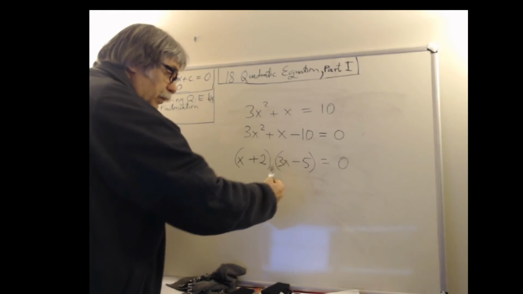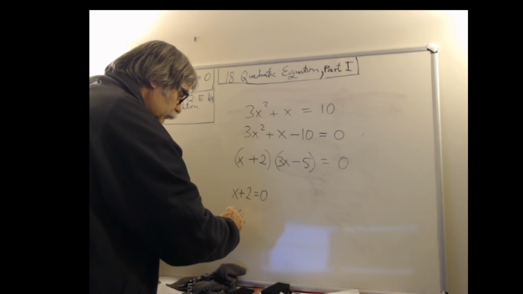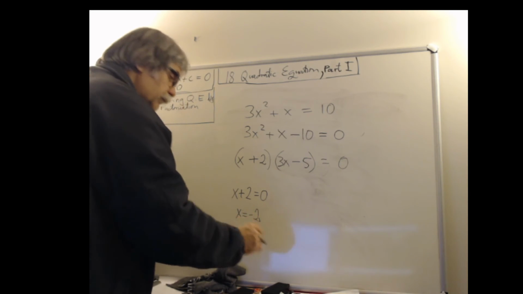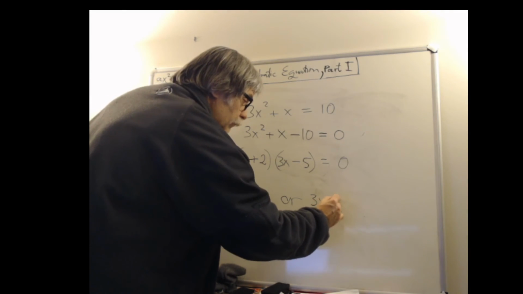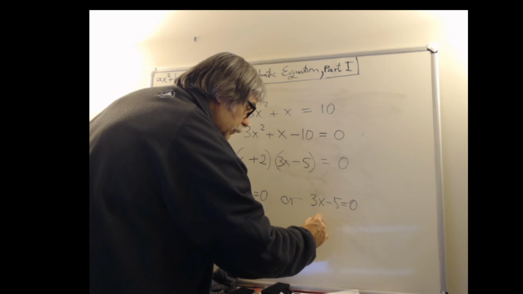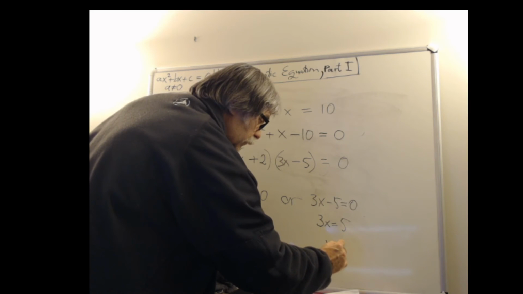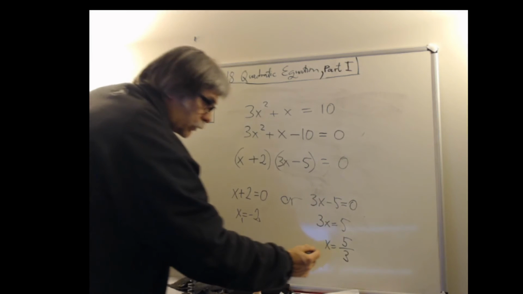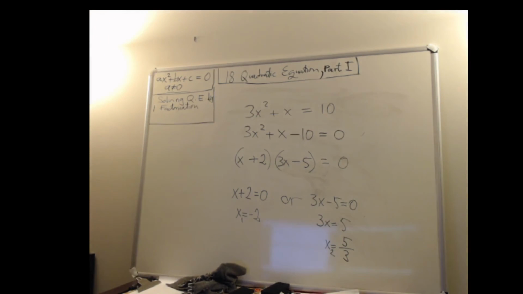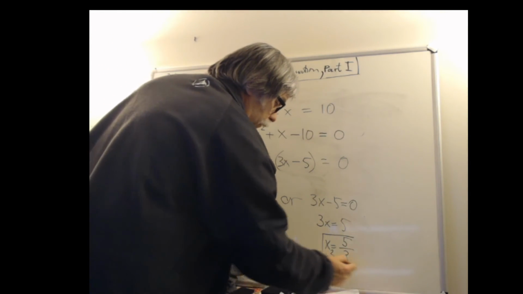the product equals 0, zero product property. The first one equals 0, which makes x equal negative 2, or the second one equals 0, which makes 3x equal 5, and that makes x equal 5 thirds. So again, you have one solution and one more solution, two solutions. Alright, so these are the two solutions of the quadratic equation. So this solution here and this solution here.